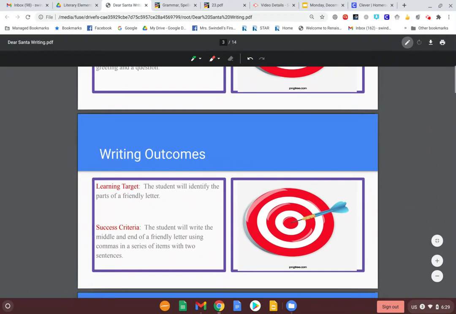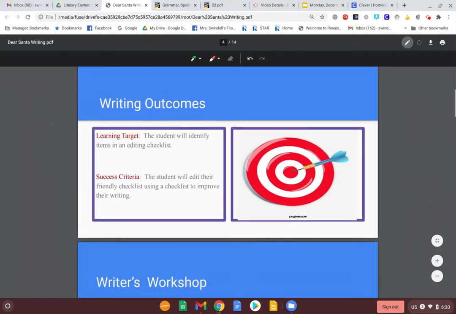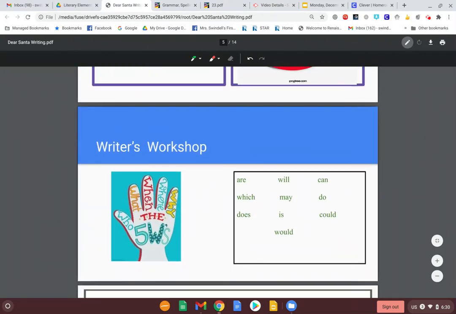Today, our writing target is to identify more parts of a friendly letter. We're going to work on the middle and the end of our friendly letter today, and we're going to use commas in a series of items with two sentences. We're even going to try to finish it today. Okay, let's review what we did yesterday.